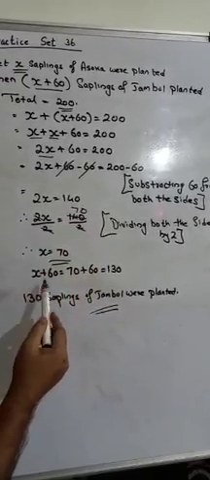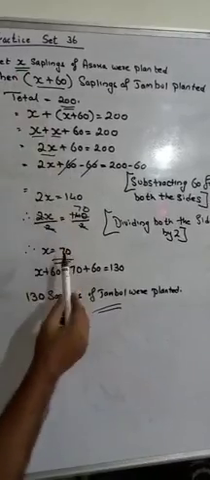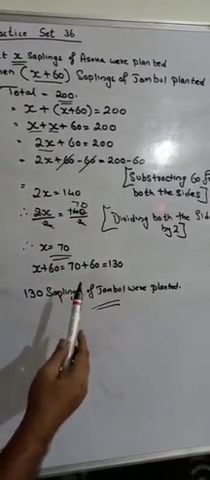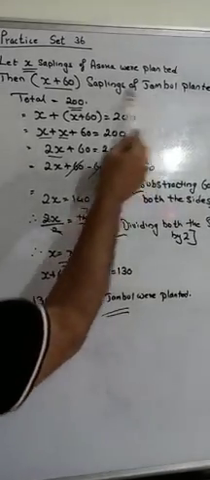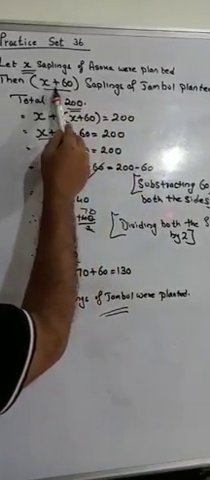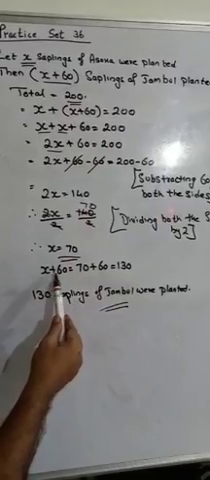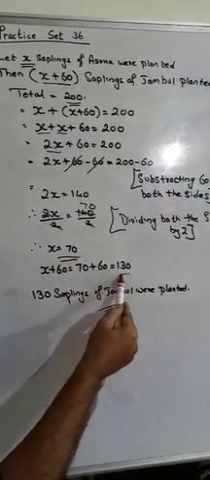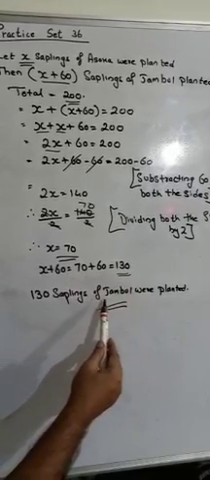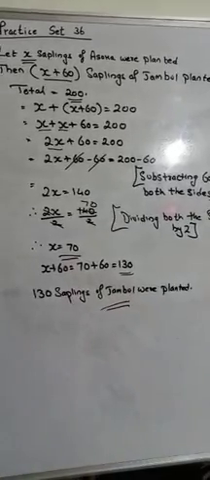So we got Ashoka plants as x, that is 70, and they are asked for how many jambul trees we have planted. What is the jambul equation? That is x plus 60. So x plus 60, x we got 70, plus 60, that is 130. So 130 saplings of jambuls were planted.